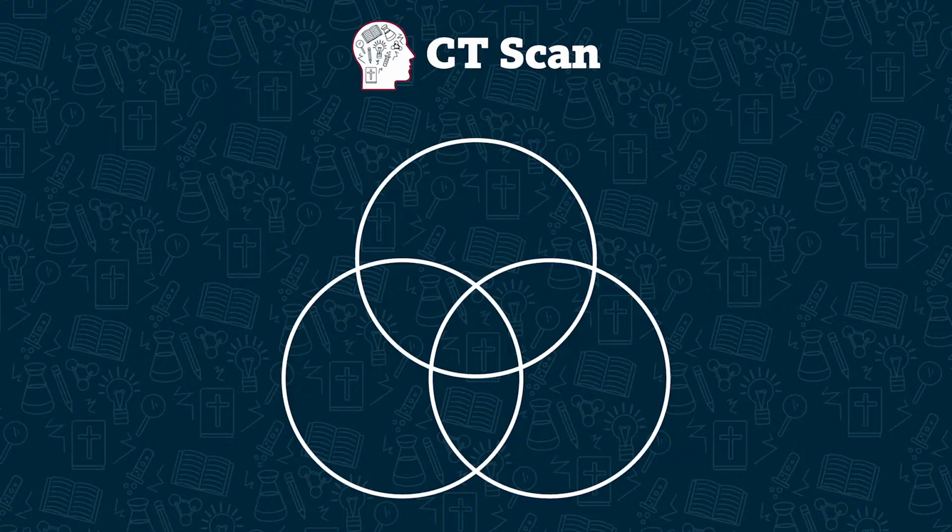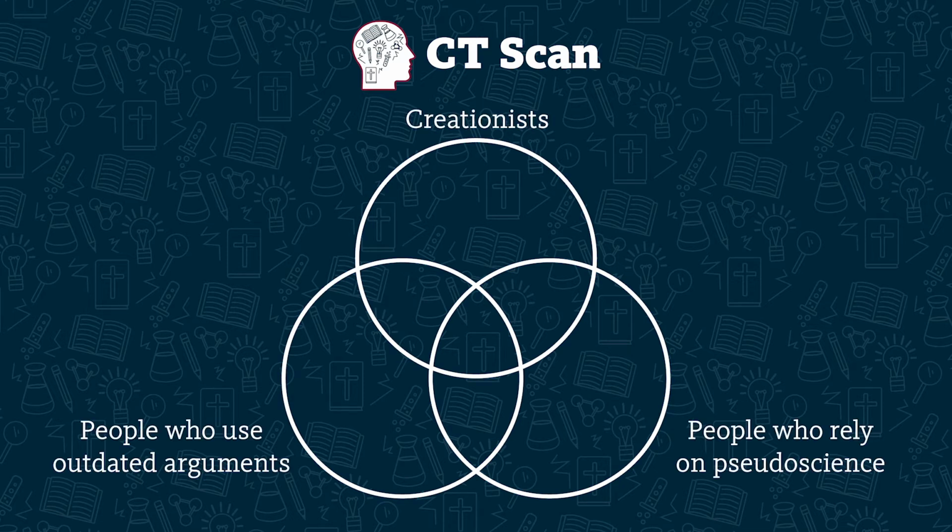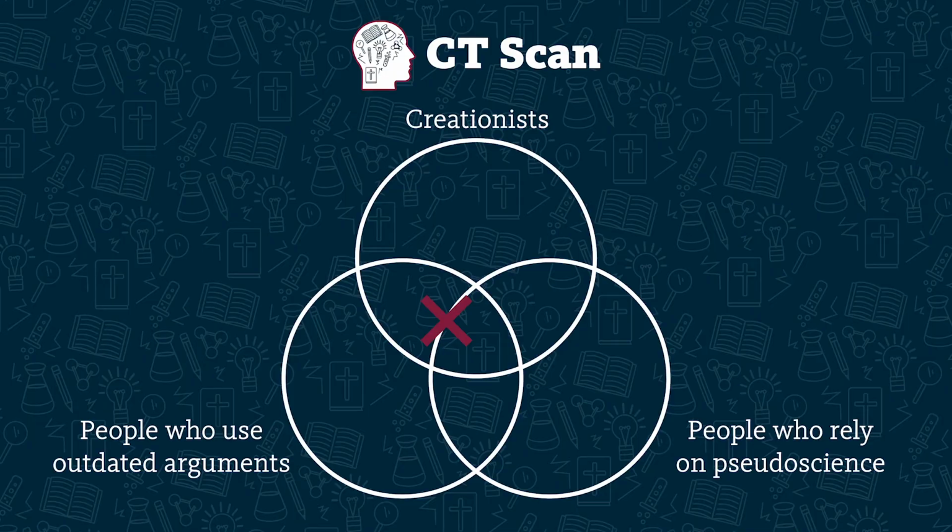First, we can draw 3 overlapping circles, one for each category in the argument. We can label these as creationists, people who use outdated arguments, and people who rely on pseudoscience. Next, we draw the first 2 statements on the diagram. For statement 1, some creationists use outdated arguments, we draw an X right in the middle of the overlap between the appropriate circles. For all outdated arguments are pseudoscience, we'd shade in all the outdated argument bubble except where it overlaps with the other circles.